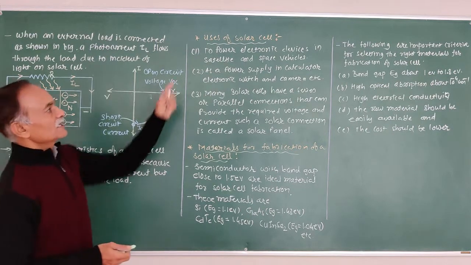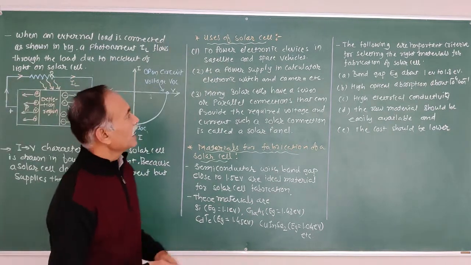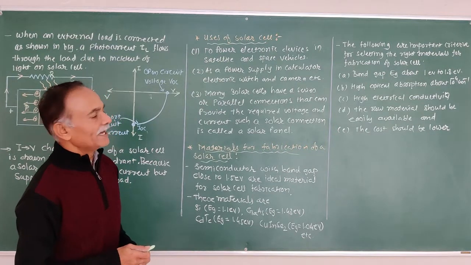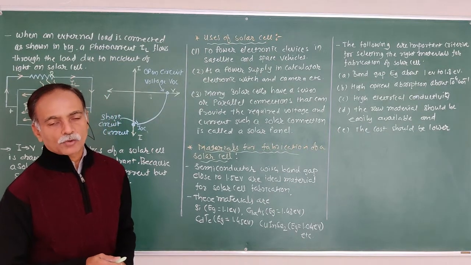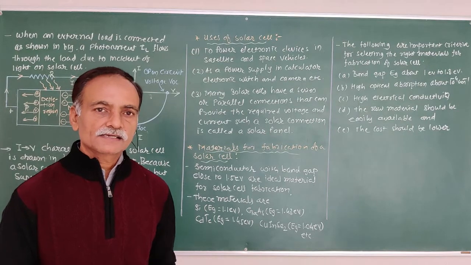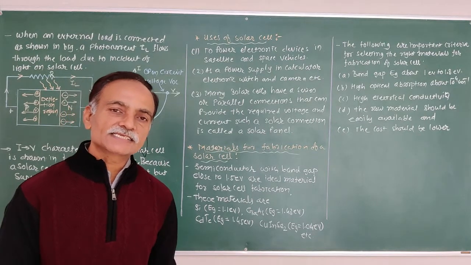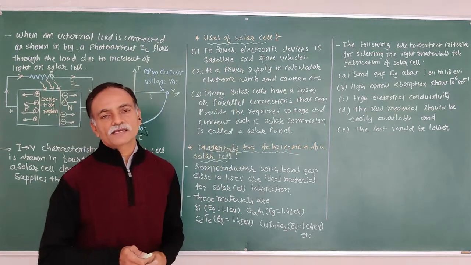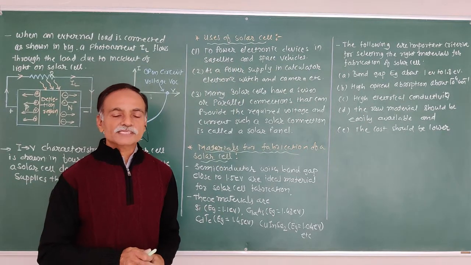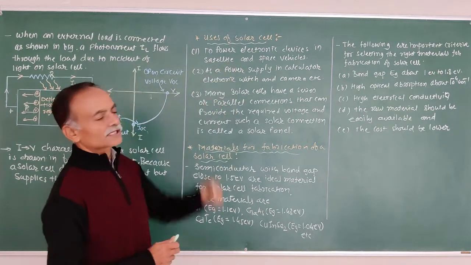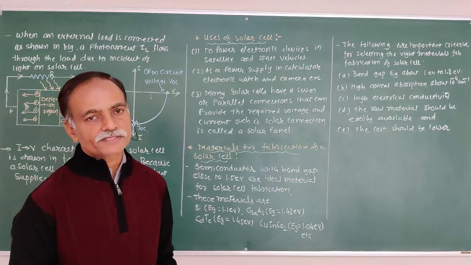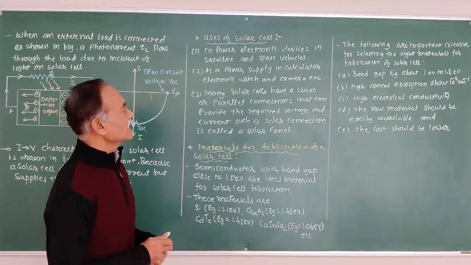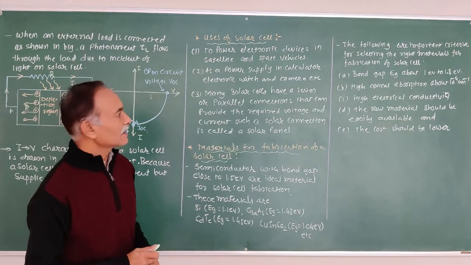Uses or applications of the solar cell: to power electronic devices in satellites and space vehicles. Electrical energy is required for this type of satellite and space vehicle. To produce the energy, the solar cell or the solar panel is used. That means to power electronic devices in satellites and space vehicles.